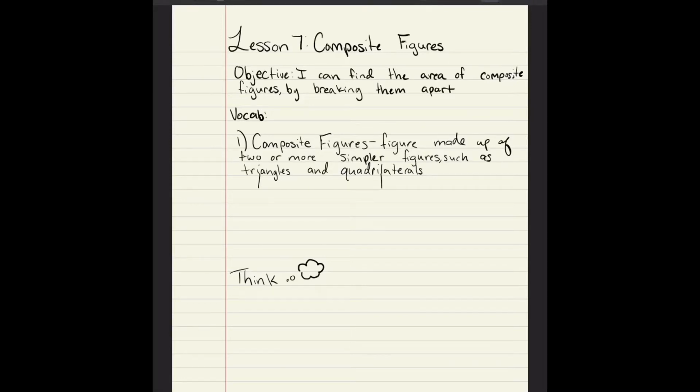Hello class, this is lesson 7 on composite figures. And your objective is, I can find the area of composite figures by breaking them apart. Let's jump into our vocab word, which is a composite figure.